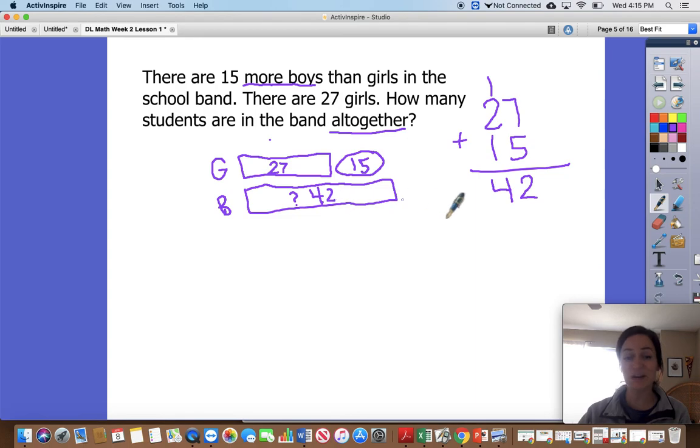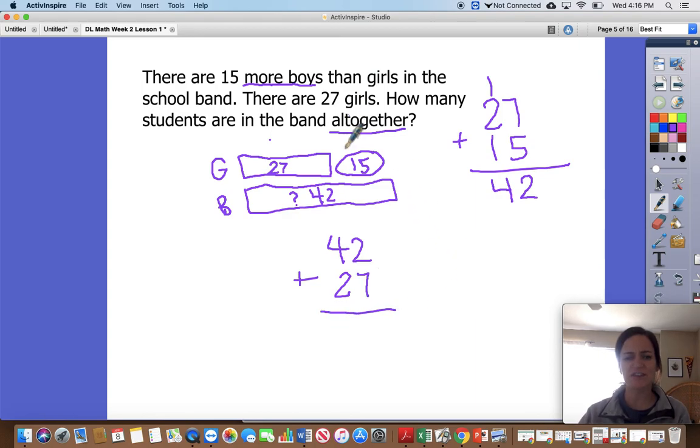Okay, but that's not what the question asked. The question didn't say how many boys are there. We just had to figure out how many boys first. The question asked how many students are there all together. Okay, so now I have to figure out how many kids there are all together. If there's 42 boys and 27 girls, now I have to solve how many kids there are all together. 42 boys plus those 27 girls will give me my total.